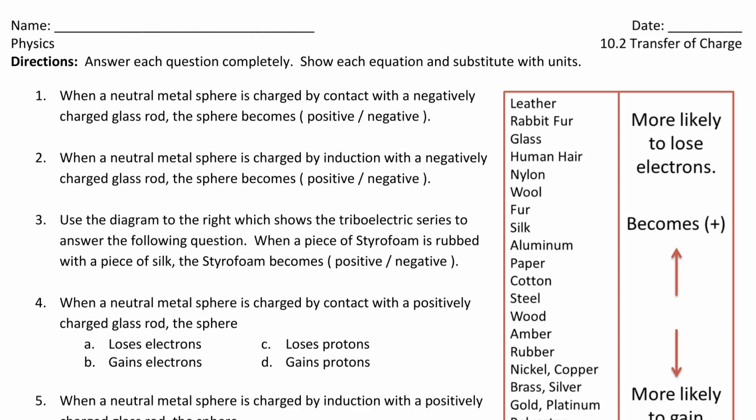Hi, and welcome to 10.2 Transfer of Charge. In the last video, we talked about charge, and I drew a couple examples where electrons were going from one object to another. It either became negatively charged by gaining electrons, or it became positively charged by losing electrons, right? So if you lose an electron, you have an excess of protons, giving you a positive charge.